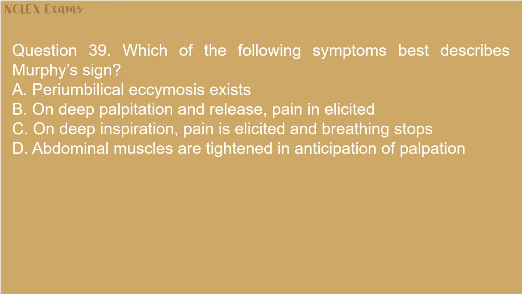Question 39. Which of the following symptoms best describes Murphy's sign? A. Periumbilical ecchymosis exists. B. On deep palpation and release, pain is elicited. C. On deep inspiration, pain is elicited and breathing stops. D. Abdominal muscles are tightened in anticipation of palpation.